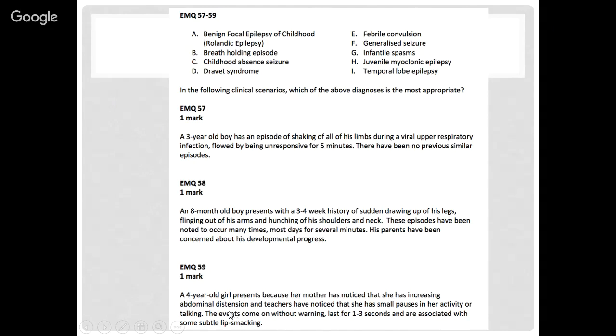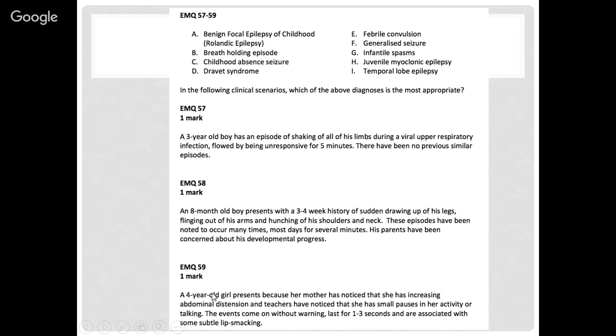The most important thing is that these are small pauses in activity, 1 to 3 seconds. It can't be anything other than absence seizure. So even though there's this weird abdominal distension thing, this is the most classic. No other seizure lasts for that little. The only seizure that lasts seconds is absence. Brief pause in activity is absence. And subtle lip smacking, minor automatisms like the chewing and lip smacking, is a feature of absence seizures. So this is just a very classic absence seizure.